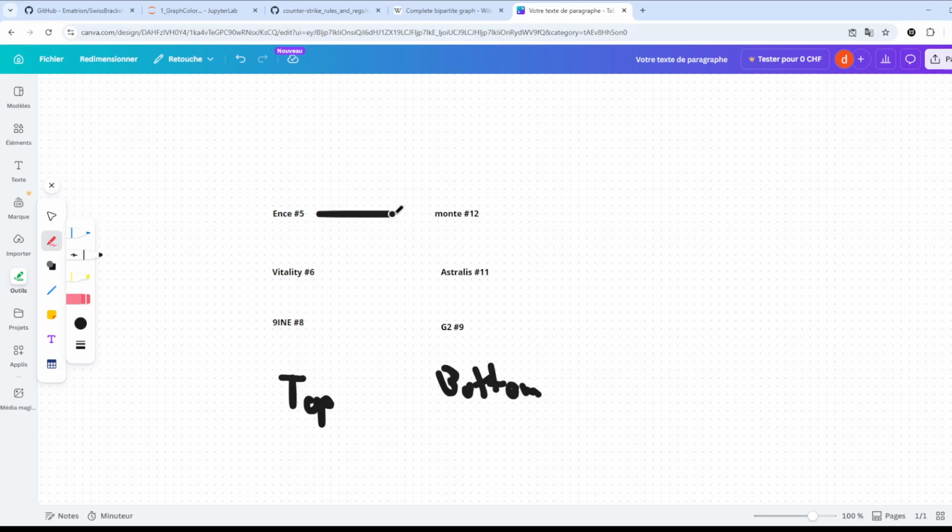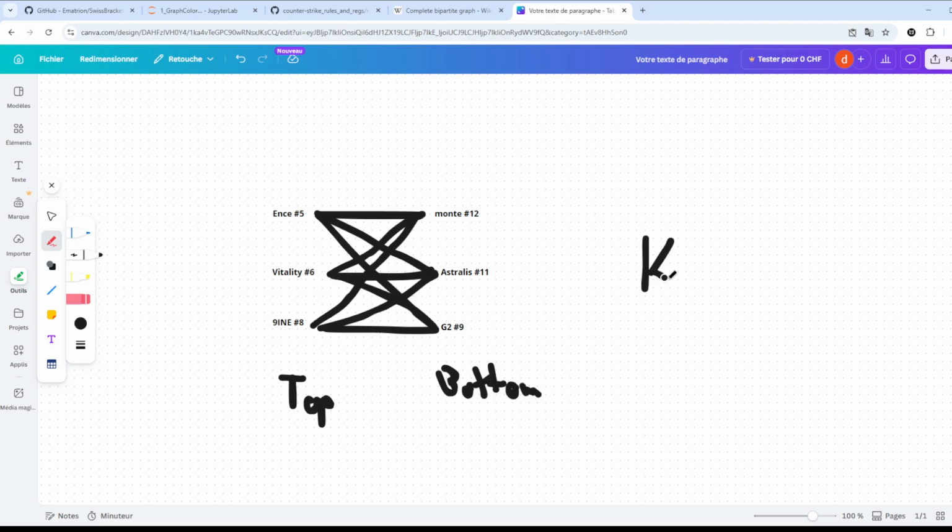So for example, ENCE will face Monte, Astralis, G2, and it's not going to face anyone from Vitality because those are also top teams. So now Vitality, a top team, will face Monte, Astralis, G2. And finally, the same for X9: Monte, Astralis, G2. That's a graph that we call K3,3. You have 3 top teams, 3 bottom teams, and K is for the German word for complete, because you play every possible game that respects this 3-3 structure.